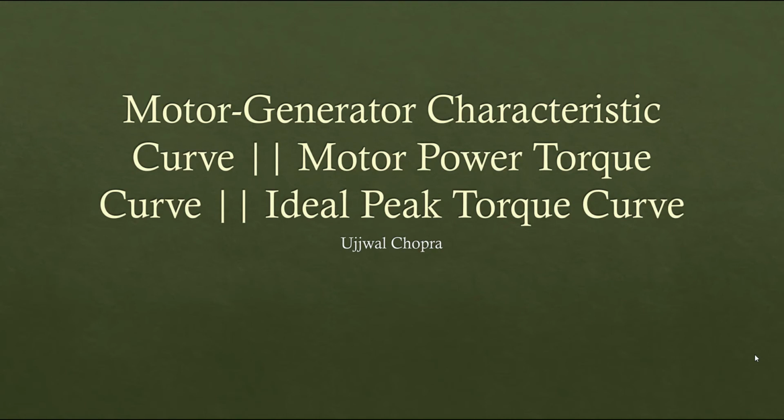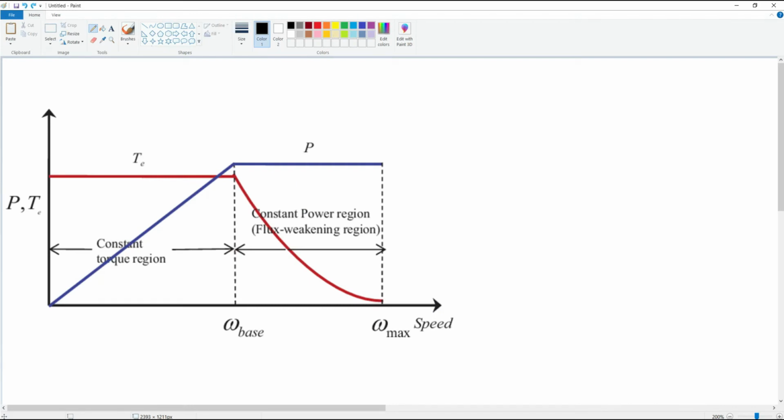Let's talk about motor generator characteristic curve or motor power torque curve, also known as ideal peak torque curve. To begin with, I'll just show you a small explanation over paint and then we'll jump on to Excel for some calculations. In this image, you can see ideal peak torque curve of a motor. For generator, it's a mirror image over the horizontal axis.